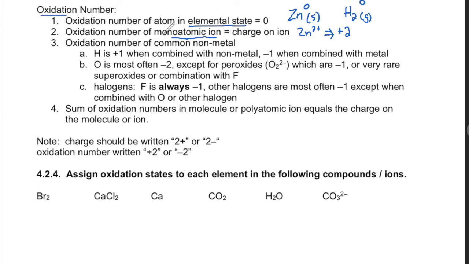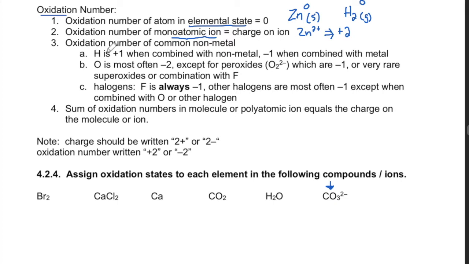If you have a polyatomic ion, that's when it gets a little bit more difficult to figure out the oxidation number. We have an example to practice down here. But for a monoatomic ion, we know that the charge is the same as the oxidation number.